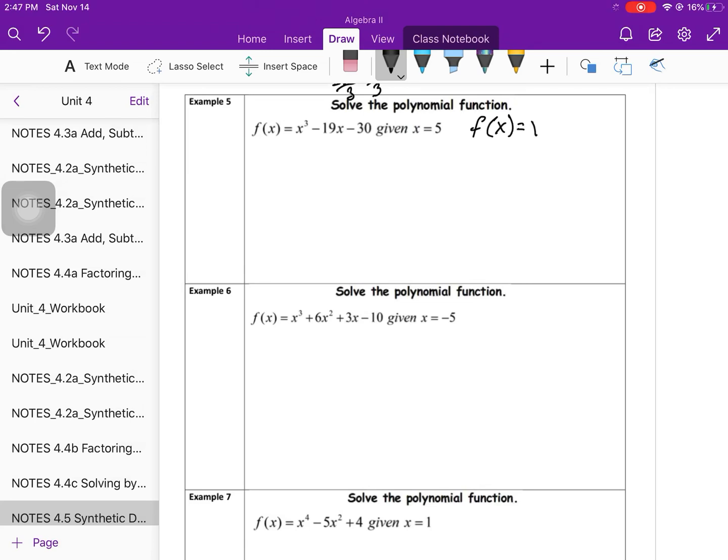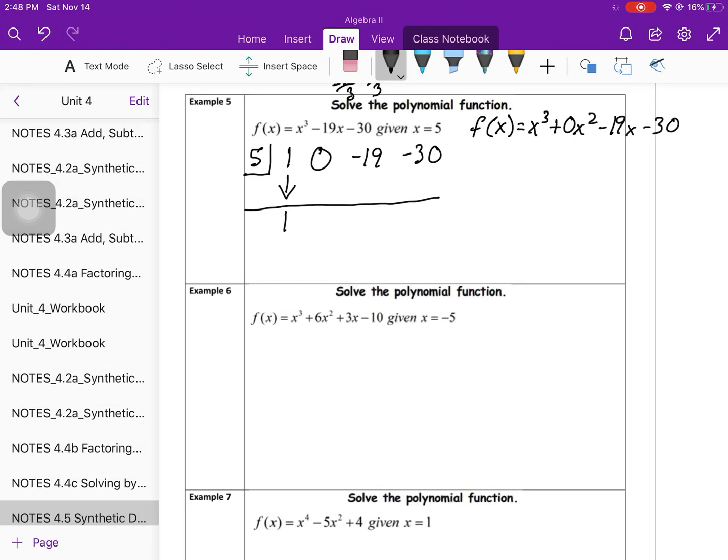So we would get x to the third plus 0x squared minus 19x minus 30. And then we have x equals 5, so that's what we're going to use in our box. Get the coefficients, so it's 1, 0, -19, and -30. Another thing to point out too, if you are given a solution like 5, we know that our remainder has to be 0 if we're doing this correctly.